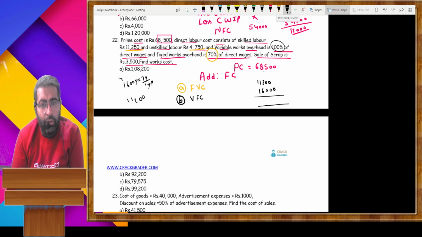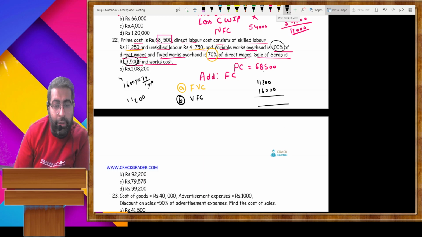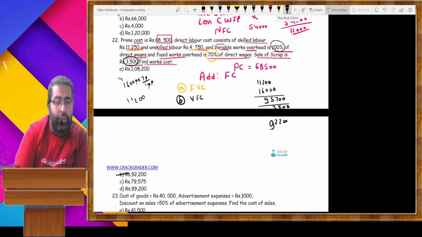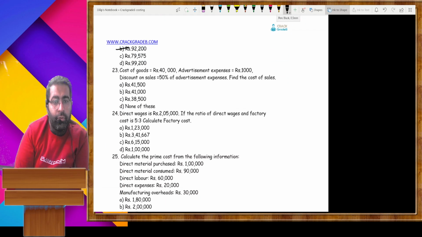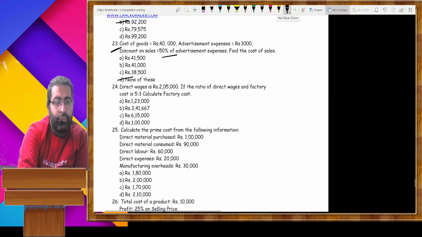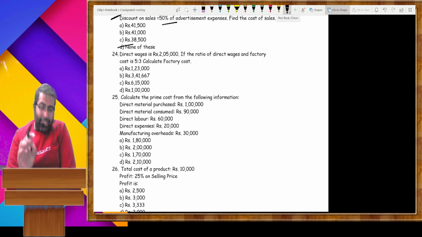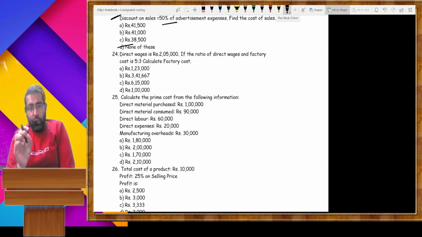Calculate it fast. Okay, 3,500 sale of scrap. So it is 95,700 minus 3,500, so 92,200. Sale of scrap is always deducted. Same question we just completed previously. Answer is none of these. This question is very important in all types of exams of CA, CMA, BCom which are related to costing. This question is asked again and again. Same question but different things may be asked by the examiner.